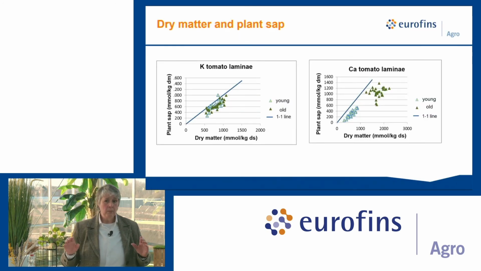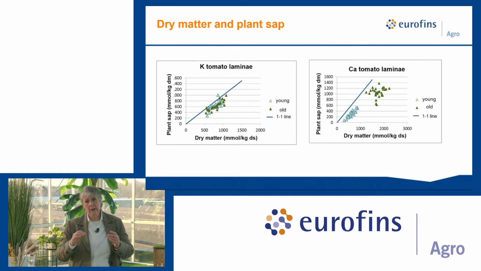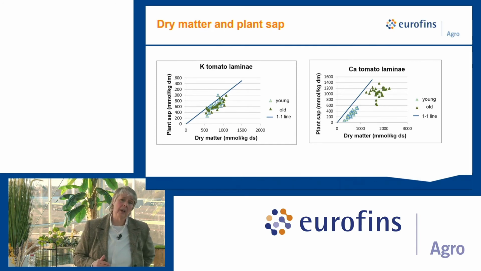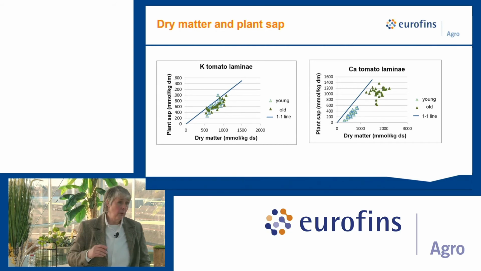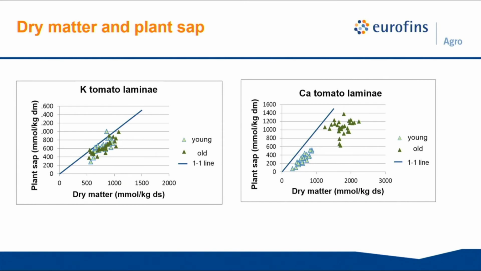If we then put these two together and we compare the dry matter with the plant sap analysis, and we do this for potassium and we do this for calcium, then you get the following patterns. On the left, potassium in tomato. On the x-axis, dry matter. On the y-axis, the plant sap. The blue line that you see is the 1-to-1. That means it's the same amount of dry matter as plant sap, and the plant sap should always be the same or less than your dry matter, because your dry matter is your plant sap plus what's already built in.